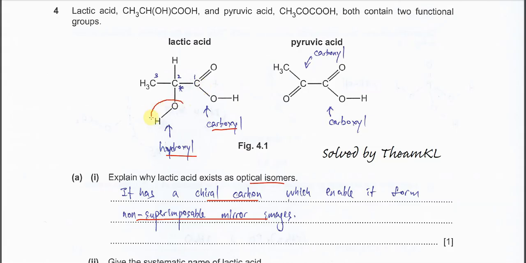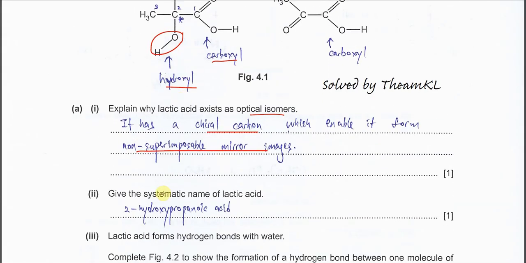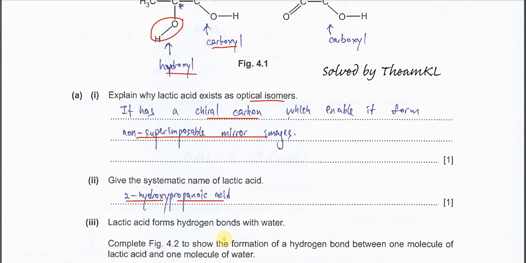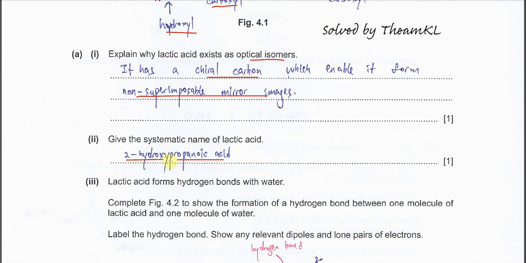And now the OH here is the substituent, and this substituent is bonded to the second carbon. So we call it 2-hydroxy. So it's 2-hydroxypropanoic acid. This is the name. We name the substituents first, followed by the ending name, which means the acid.